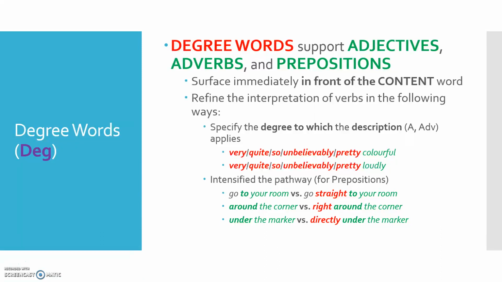So if a parent says to the child go straight to your room, there's no messing with that. That means you do not vary from the pathway of getting to your room in the most direct manner possible, and you go straight there. So you're intensifying the directionality of the pathway. Or if someone asked me, where's the next mailbox? I could say, oh, right around the corner. So you go around the corner, but that's it. You don't go beyond around the corner. So it's intensifying the idea of around the corner. There's a smaller set of degree words that work with prepositions, but they are somehow intensifying the directionality indicated by the preposition.